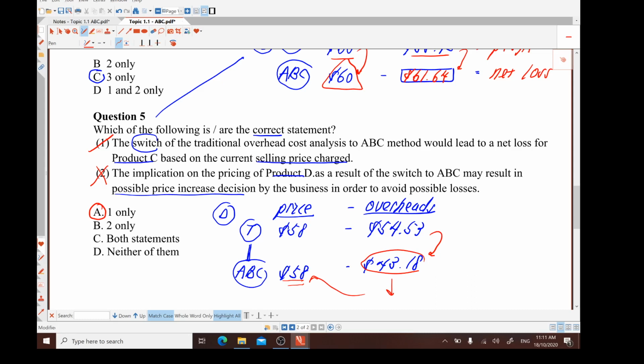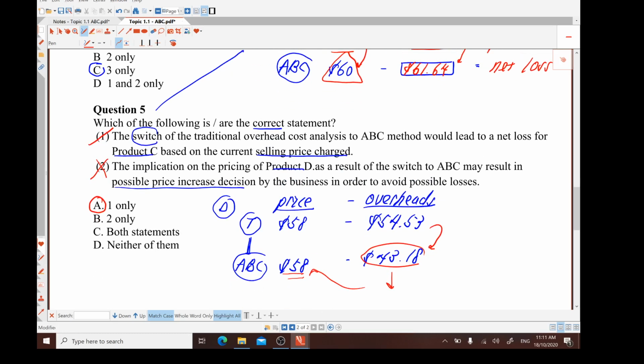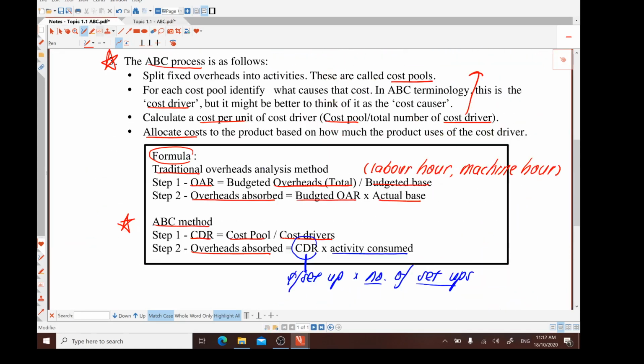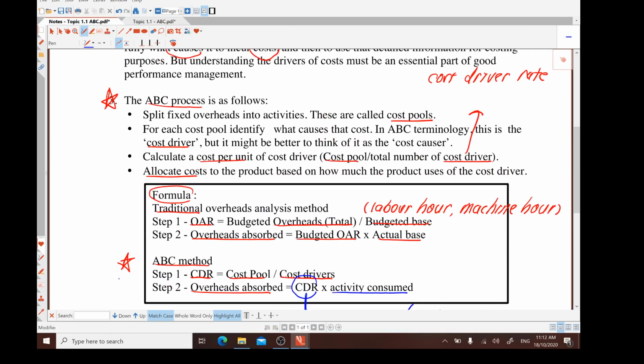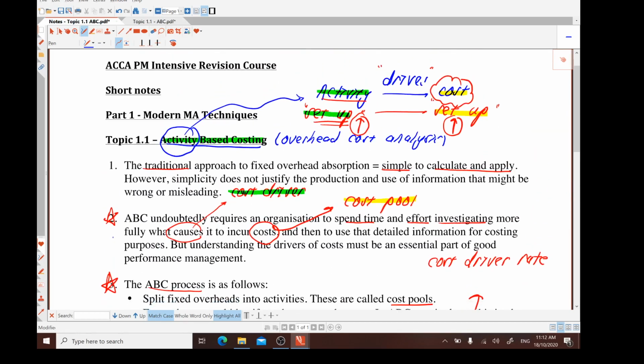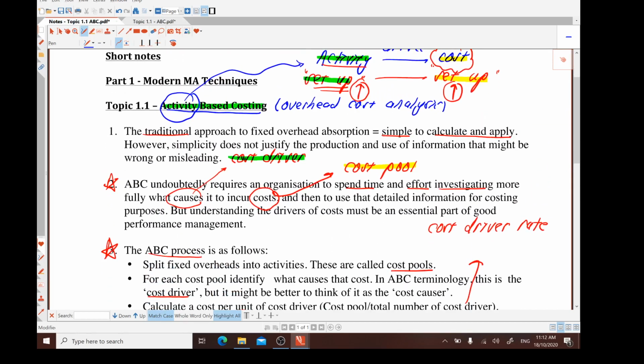Now, with that, we have revised both the theoretical aspect as well as the computational area for activity-based costing. Again, please bear in mind as a summary that if, let's say, under traditional and ABC, we expect activity-based costing by itself to be more reliable, coming out with better product costing and profit results. So with that, we finish off the very first part of our revision on topic 1.1, activity-based costing. Thank you very much.